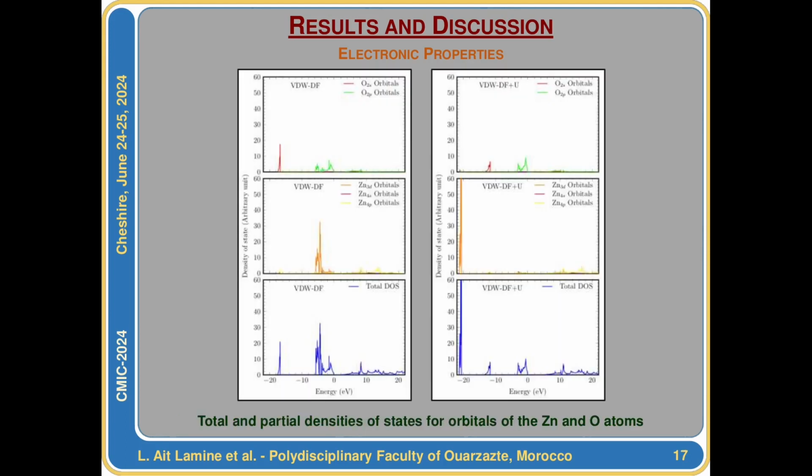However, it's still closer to the experimental value more than the one calculated using VDW-DF functional without Hubbard U. For the results of the total and partial densities of states, almost a similar behavior is predicted by the two approaches, except that the orbitals obtained using VDW-DF plus U approach are more localized and shifted toward the core of atoms, causing the value of the energy band gap to increase. Furthermore, the partial densities of states show that the top of valence band is dominated by 2p orbitals of the oxygen atom, and the bottom of conduction band is dominated by the 4s orbitals of zinc atom.